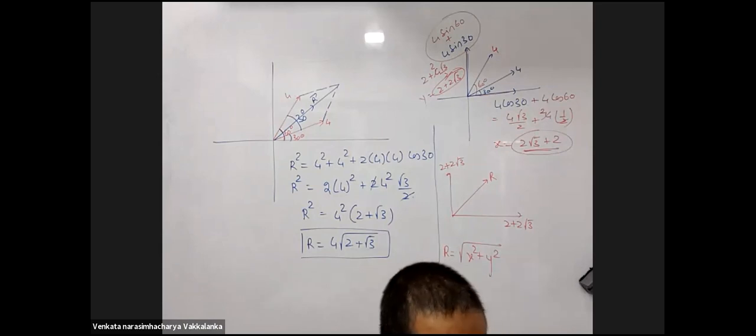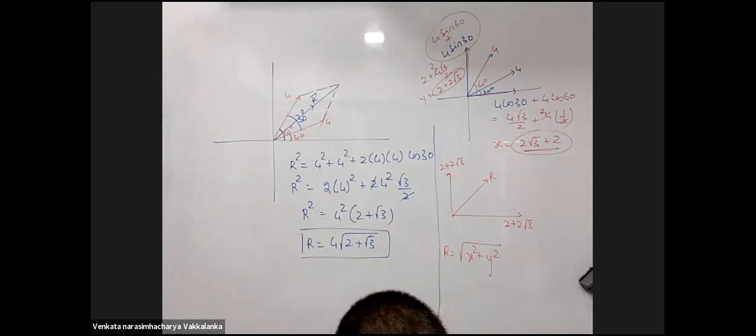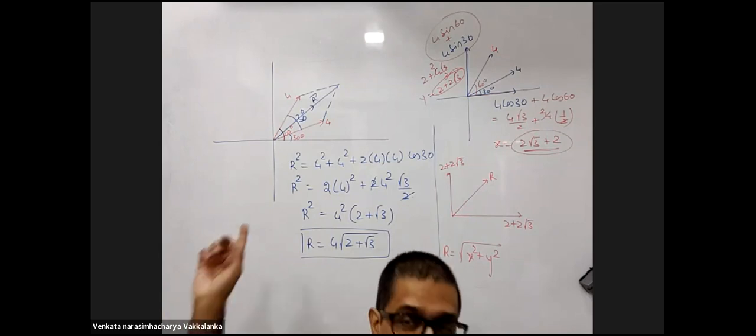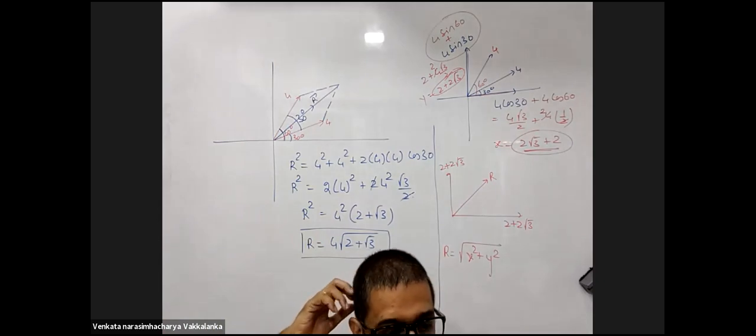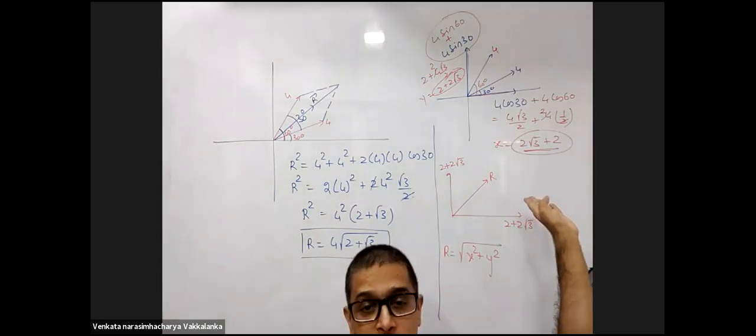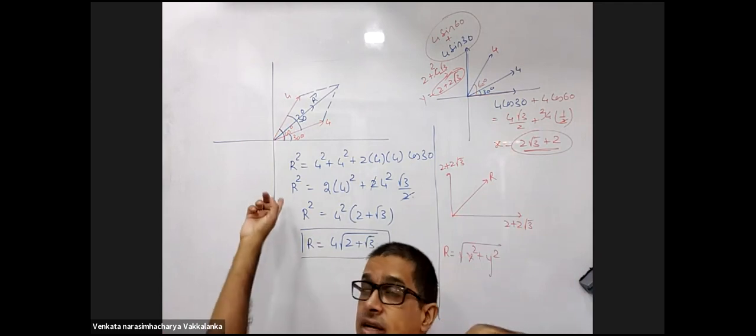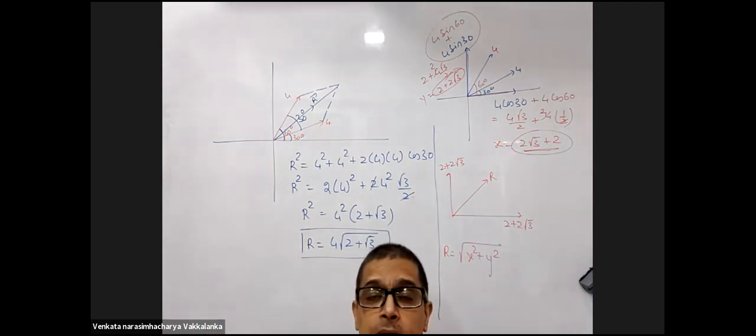So, sir, you solve the two sums using different methods, right? Same sum using two different methods. The two vectors are 4 and 4, and the angle between them is 30. Here I resolved along x and y and took the resultant. Here I used the parallelogram law of addition.